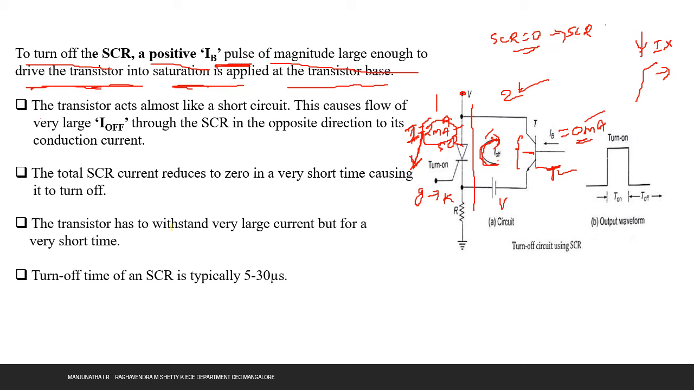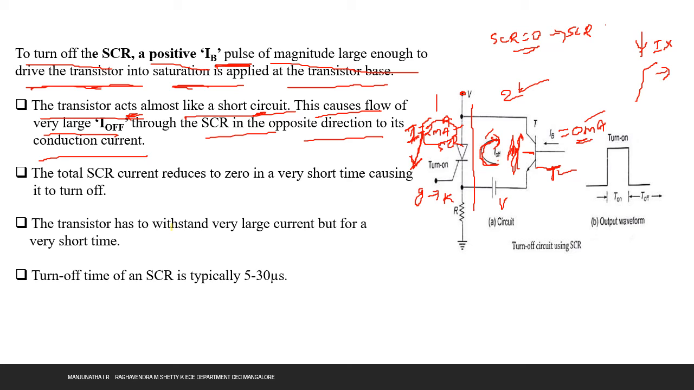The transistor acts almost like a short circuit. So this causes flow of a very large IF through the SCR in the opposite direction to its conduction mode. In order to turn the SCR off, the transistor must act as a short circuit. Before it was an open circuit, now it is a short circuit, or closed circuit.